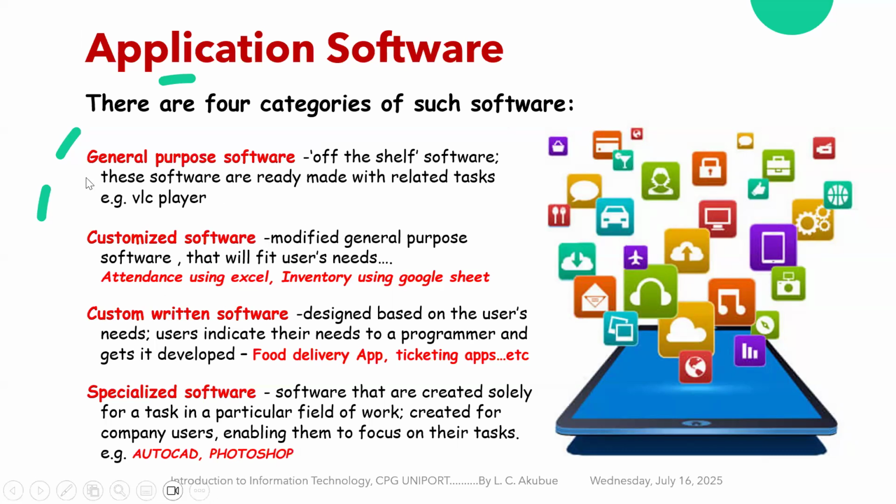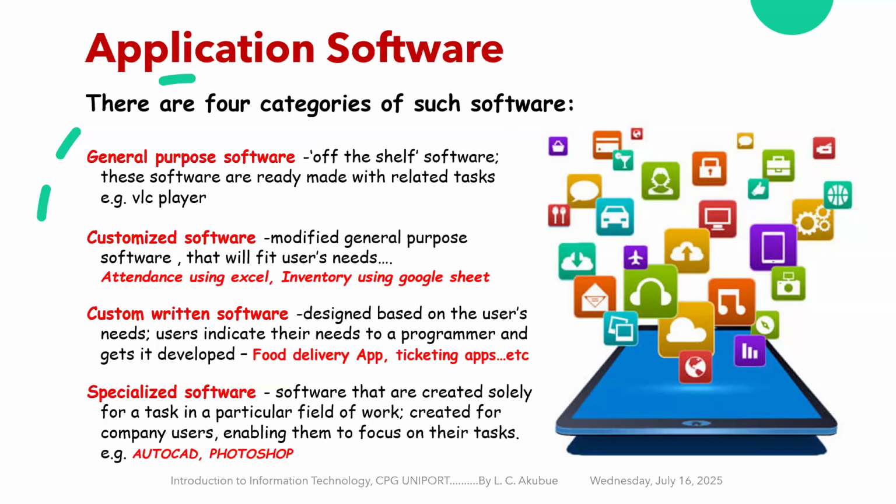Okay, so let's just go through the application software. So we started with this before we veered off to the file extension, which is very key. Now, there are four categories of application software. Number one is the general purpose. Everybody knows this one, like VLC, YouTube, Facebook, and all that.